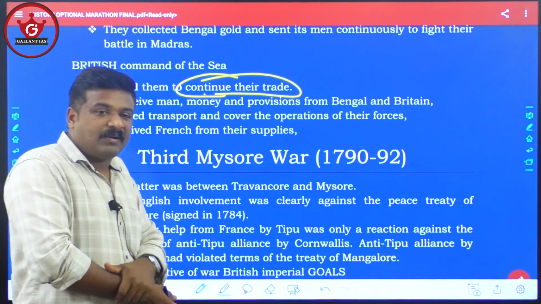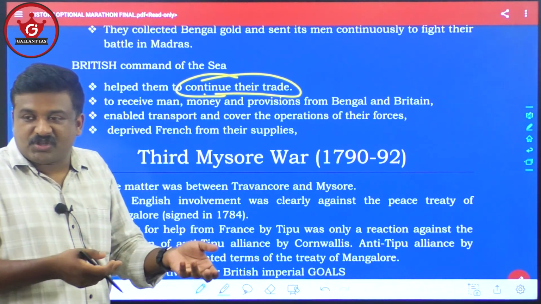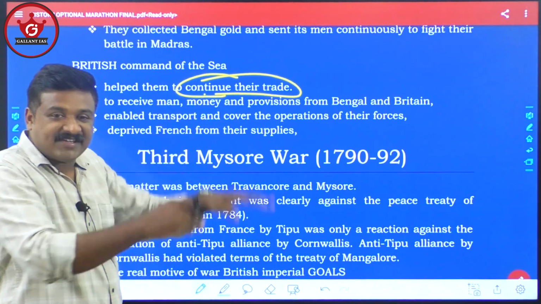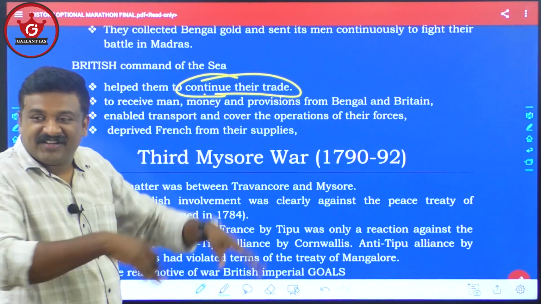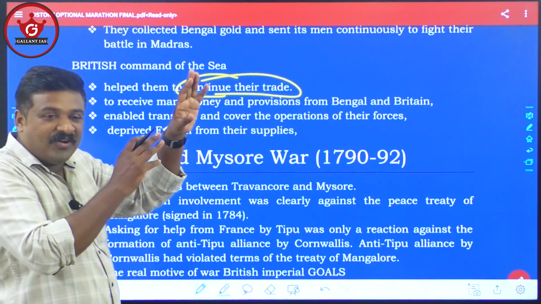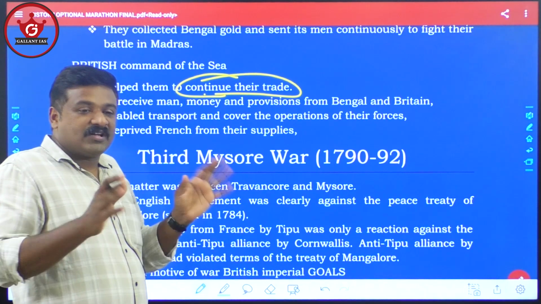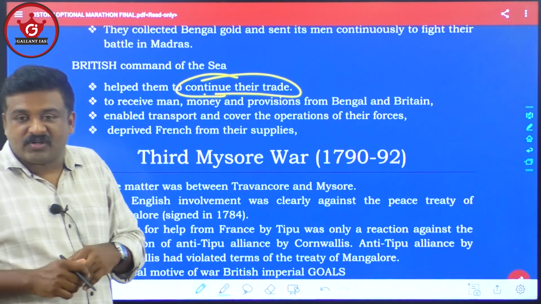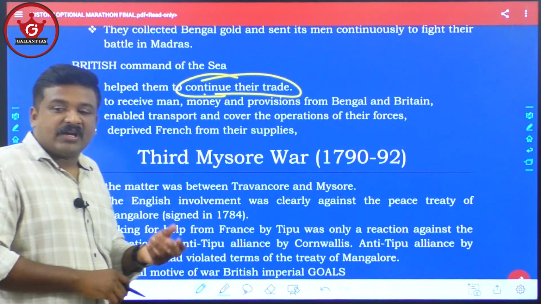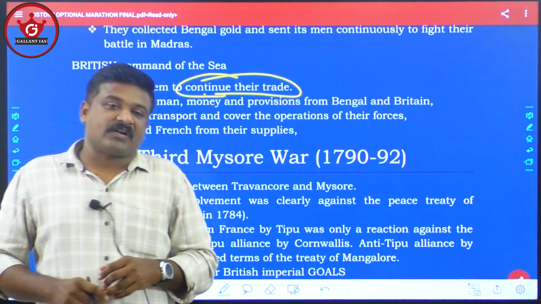This is something like a landlocked settlement or setup for the French in Pondicherry, but the British have this access across the coastal lines. Very easily they can mobilize their army. Very easily they can supply their arms, ammunition and resources to other parts of the Indian subcontinent. So all these are the advantages. That is one reason why the British became successful and the French became a failure.